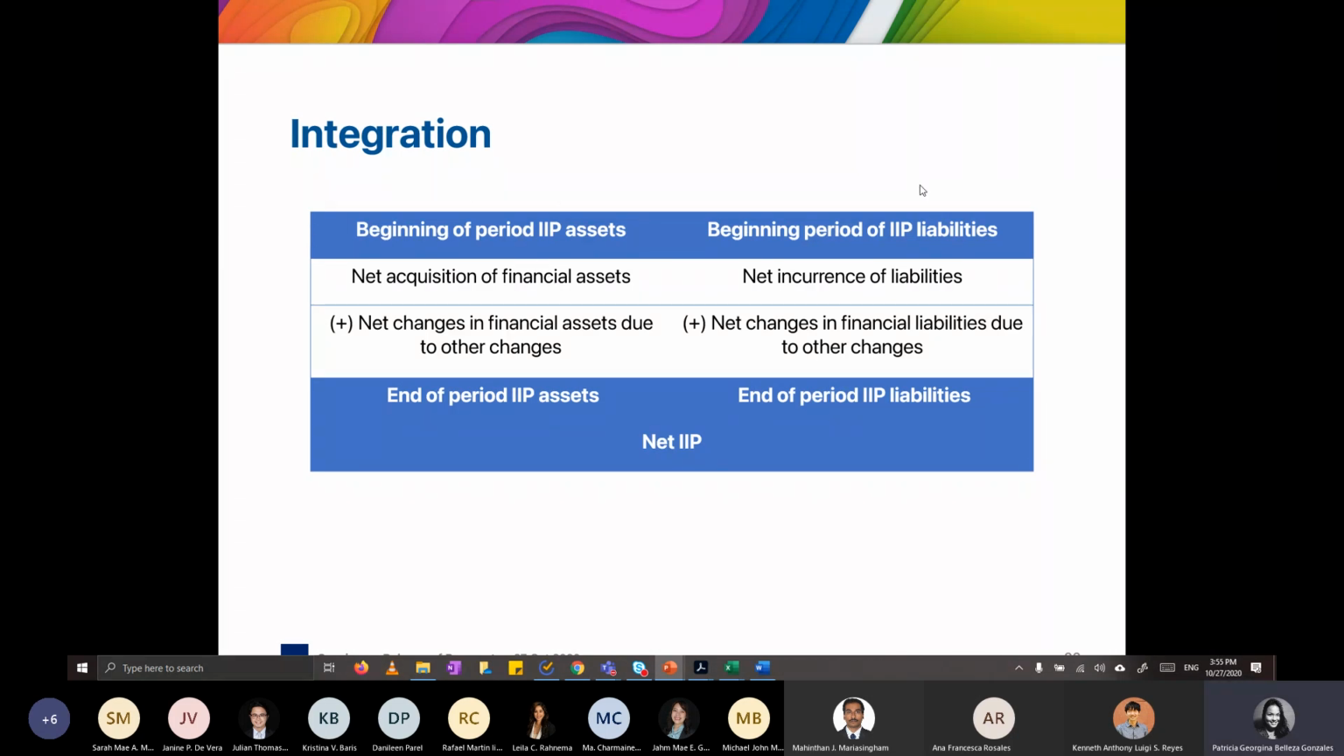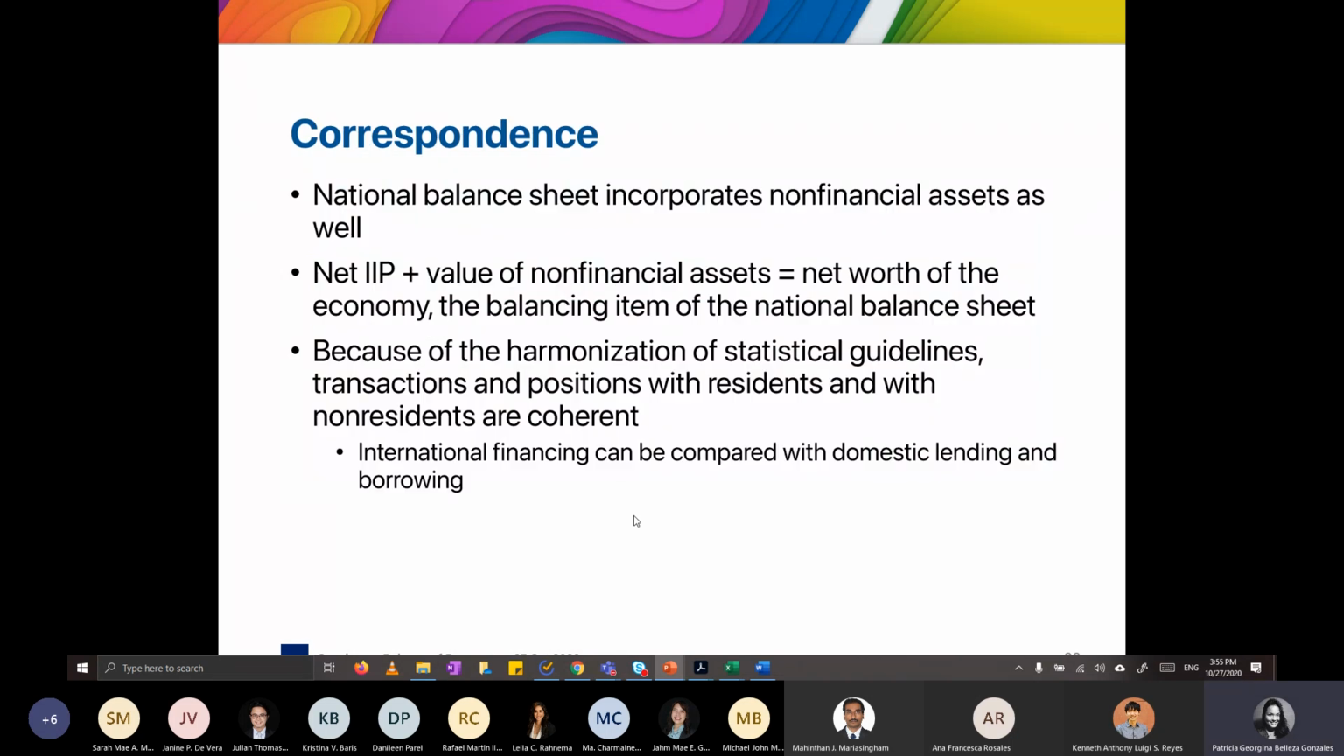So this is what we've been talking about earlier in the other accounts. This is what we're talking about now: the beginning of period IIP assets and beginning of period IIP liabilities, and end of period IIP assets and end of period IIP liabilities. And in the earlier accounts that we talked about, in particular, the two related to financial assets are the ones that explain the difference between the two. And then we can get the net IIP, which is just the difference between the end of period assets and the end of period liabilities. So it's like financial wealth in a sense, a stock of financial wealth at a certain point in time.